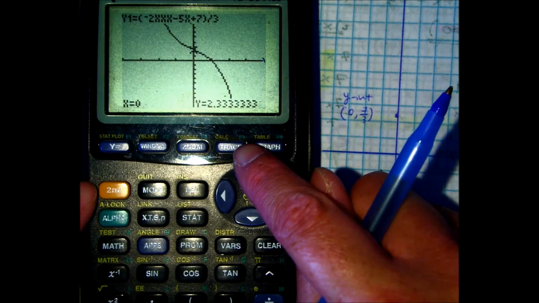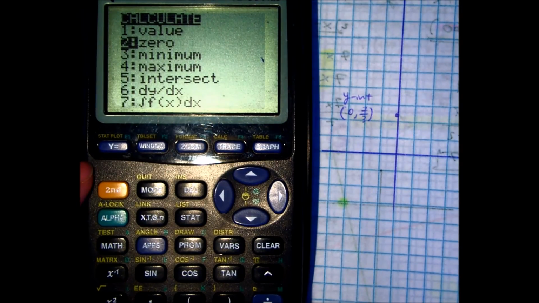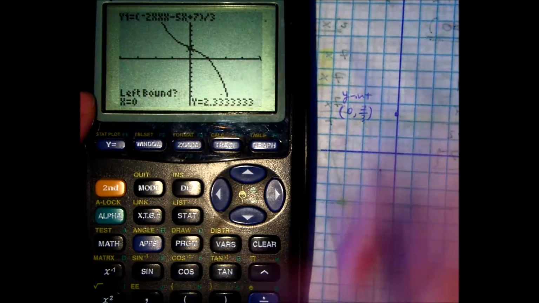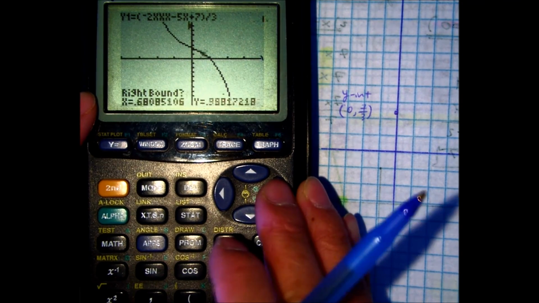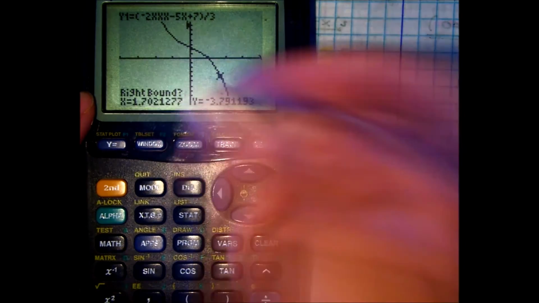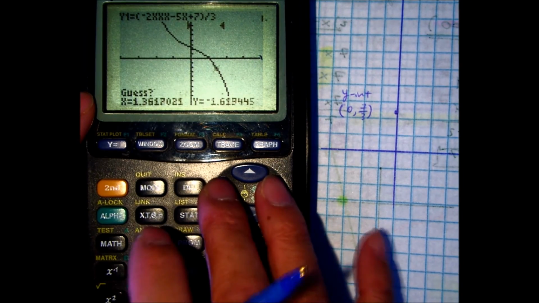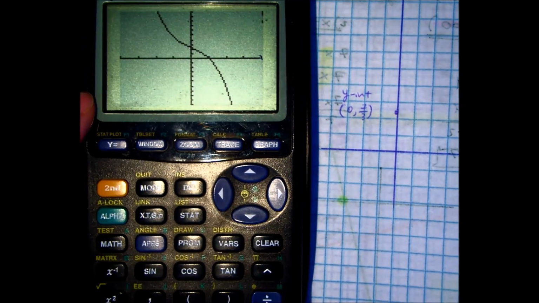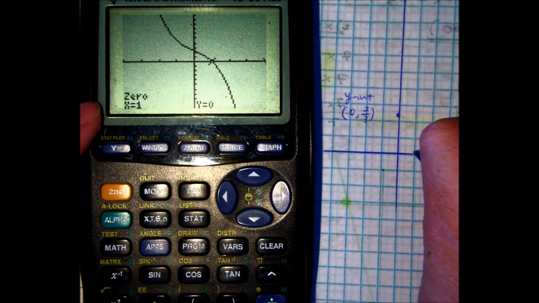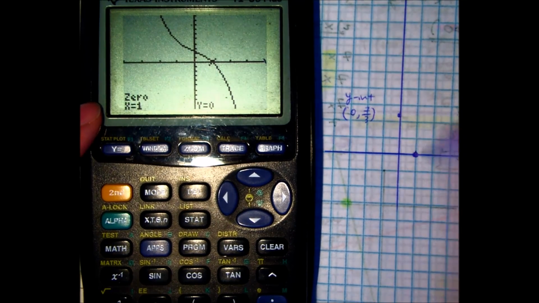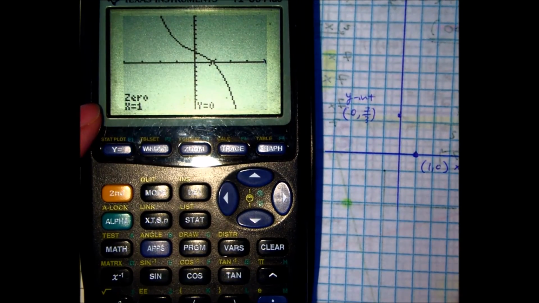Then we go second trace. And now I'm going to calculate the zero. It says left bound, so left of here, which is fine. And now I'm going to go to the right. So I'm going to the right of where it crosses the x-axis. And then I'm going to try to do exactly where my guess is. And it tells us the answer is 1. We'll be able to calculate that algebraically soon. So I know it's going to go through here. So my ordered pair is 1, 0, and this is my x-intercept.